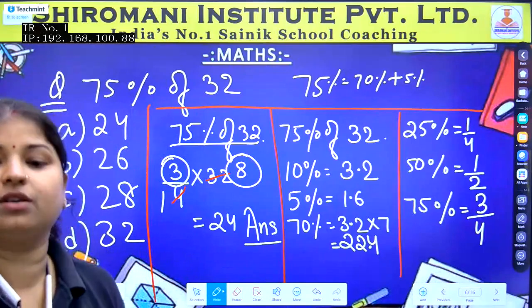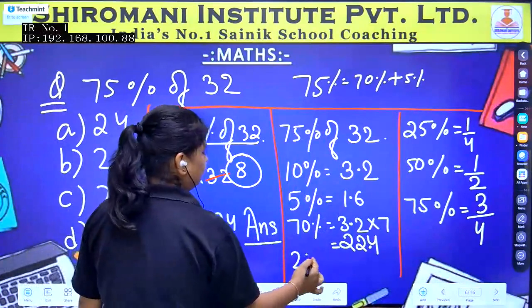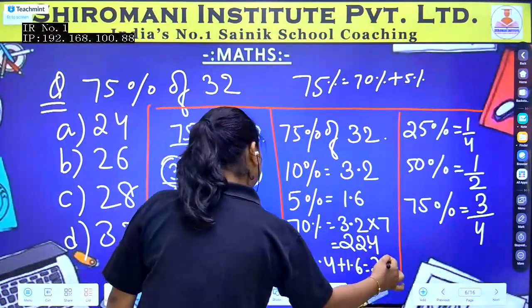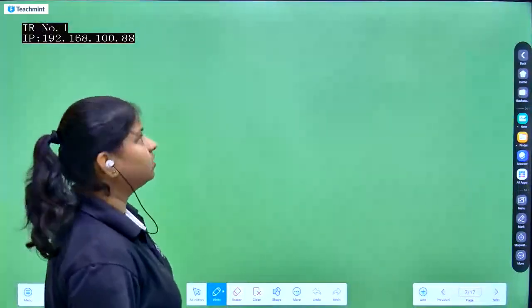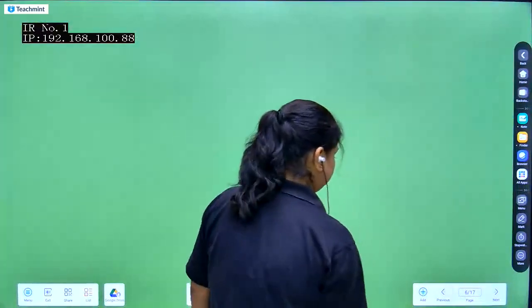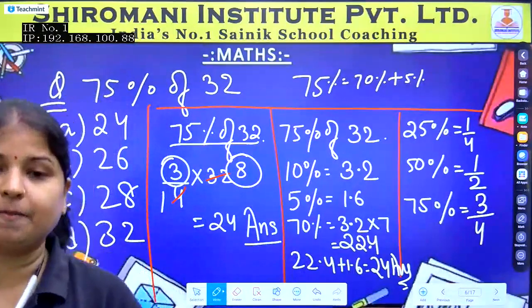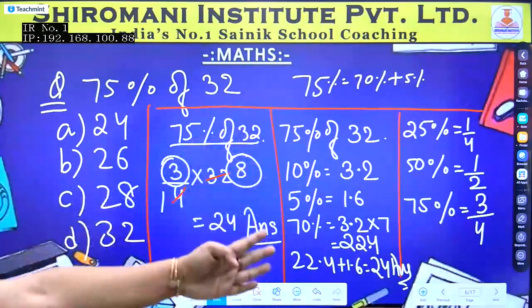3.2 into 7 is 22.4. In order to calculate 75%, 22.4 plus 1.6, 24 will be your answer. 24 can be your answer. It might feel lengthy to you that, ma'am, it's so lengthy, ma'am.